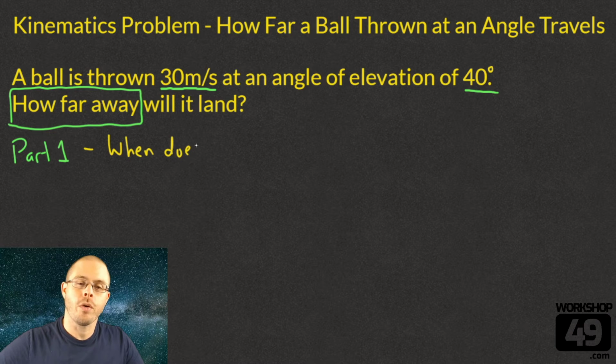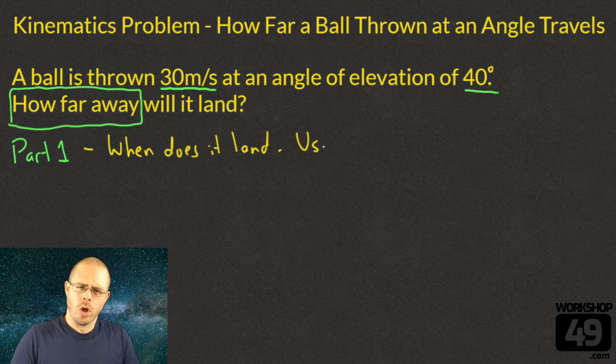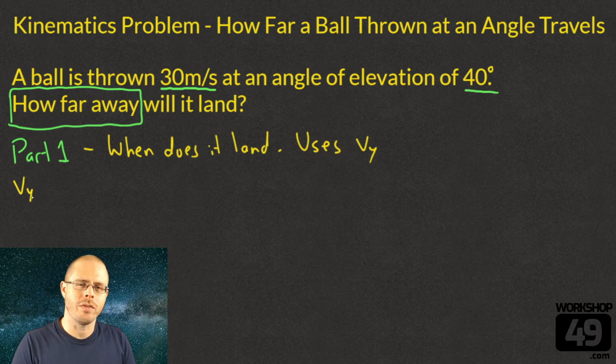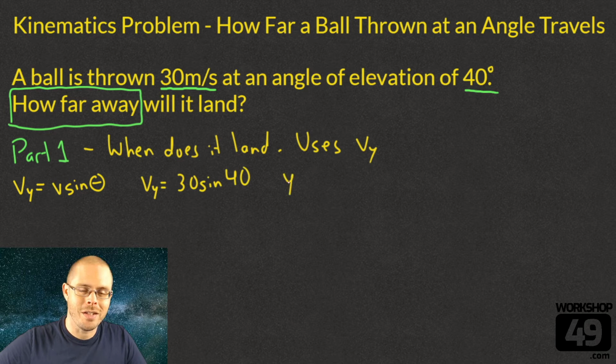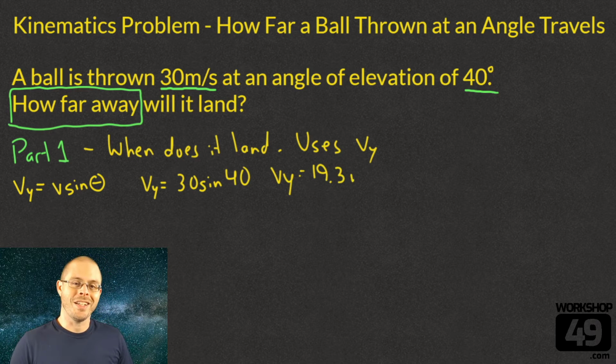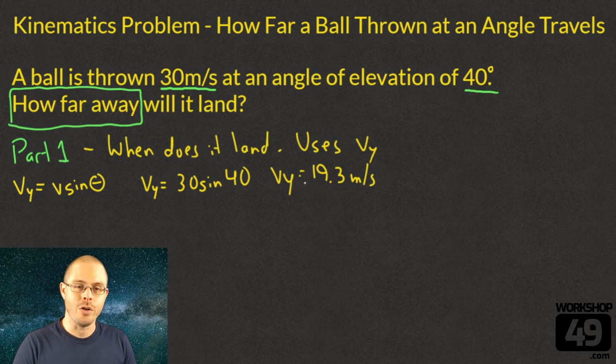Two parts. For part one, we have to determine when does it land. So this is an old one-dimensional kinematics problem, except that we have to use the y component of our velocity. So not that 30 meters per second, we have to break that into a y component. And to do that, like all vectors, it's the magnitude of the vector multiplied by the sine of the angle. So our vertical component of our velocity is going to be 30 sine 40. The y component of our velocity is going to equal 19.3 meters per second.